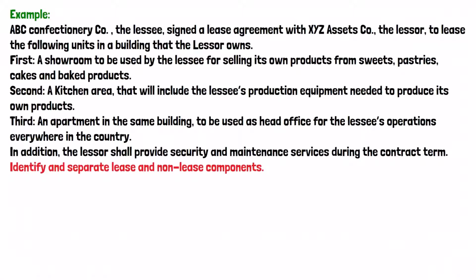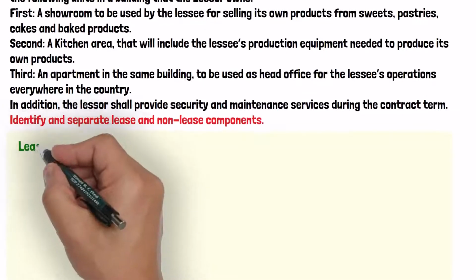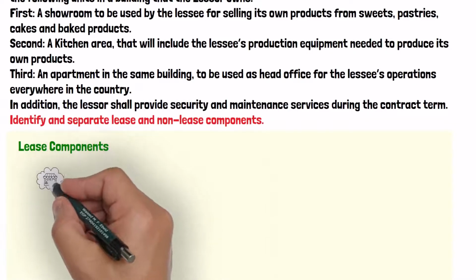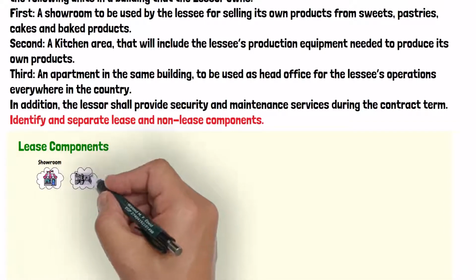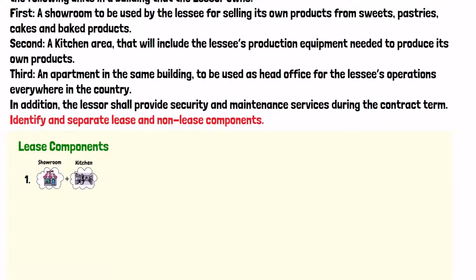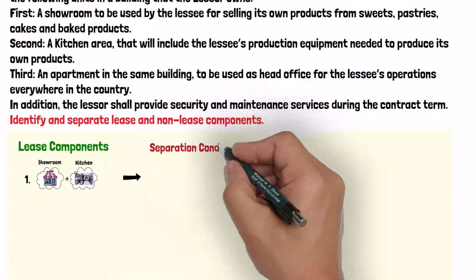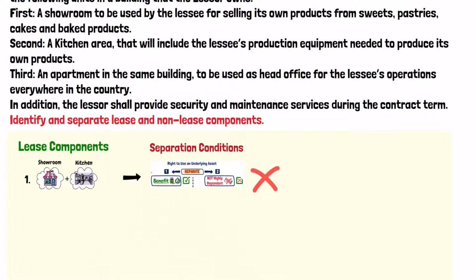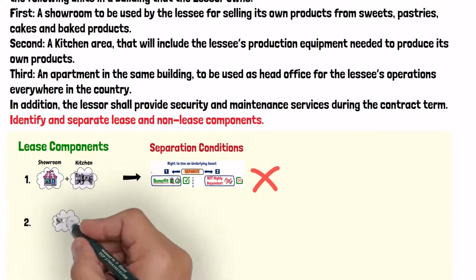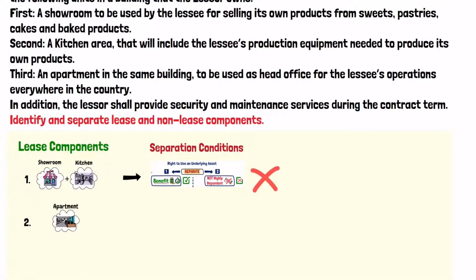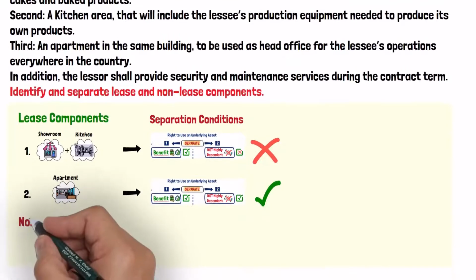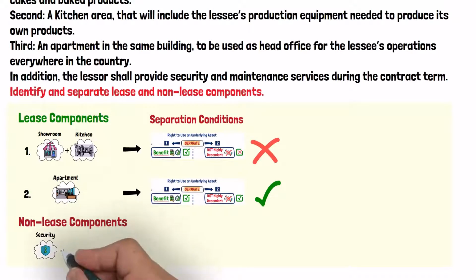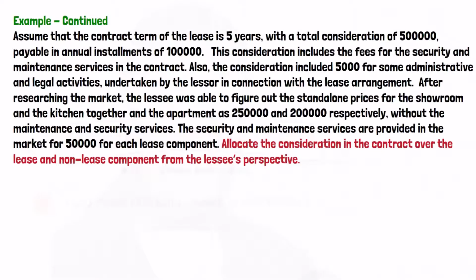So back to our showroom example in the previous lecture. These were the lease components that we identified in the contract in the previous example, the showroom and the kitchen, and we will account for them as one lease component because the separation conditions were not met for them, as discussed in the previous lecture. Another lease component was the apartment, which will be accounted for as a single lease component, because the separation conditions were met for them. And the non-lease components were the security and maintenance components. Let us continue with the example.